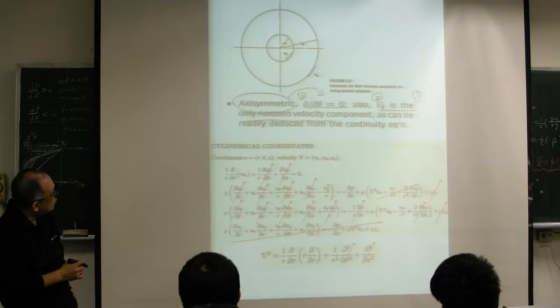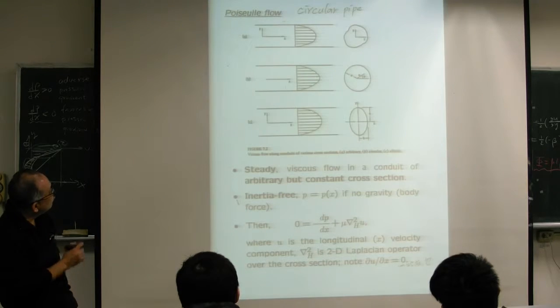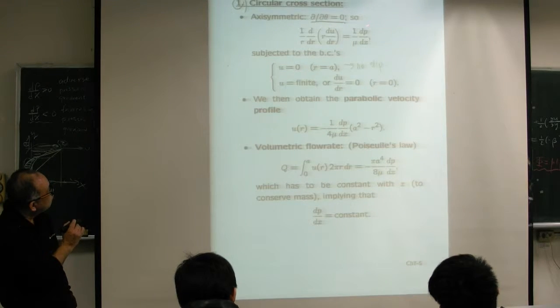So you're using this, and we have these two terms survive. So this is the next case, and we have to try to solve this problem. This is our boundary equation with these two boundary conditions. Here, we assume partial p partial x is a constant.